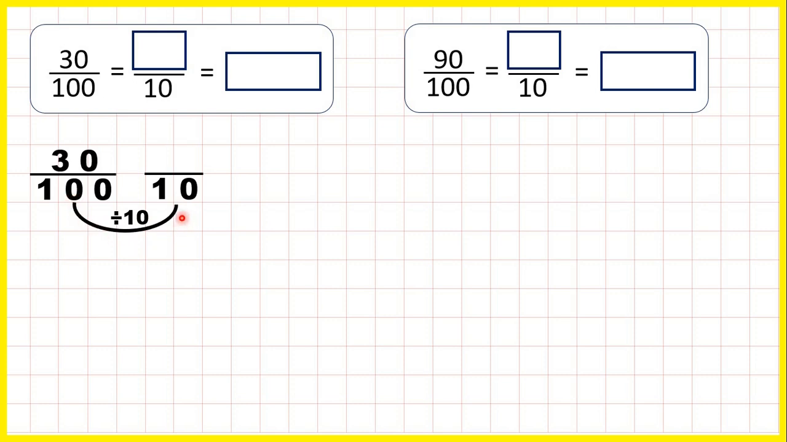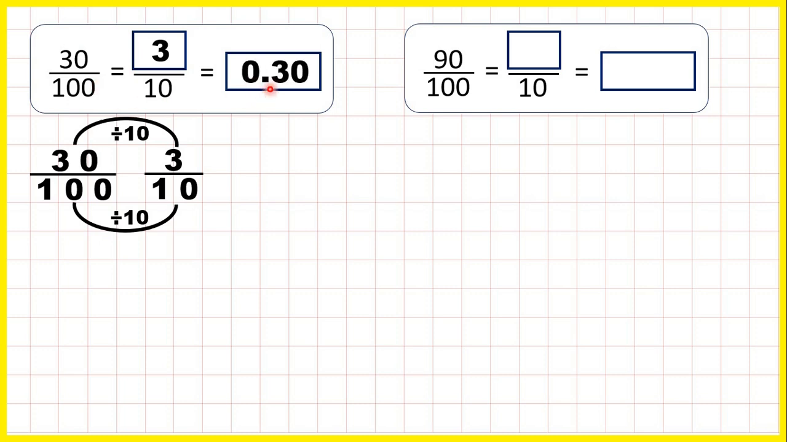Now what we do to the denominator, we need to do to the numerator as well, and 30 divided by 10 is 3. So 30 hundredths is equivalent to 3 tenths. Now let's think how we can write 30 hundredths as a decimal.